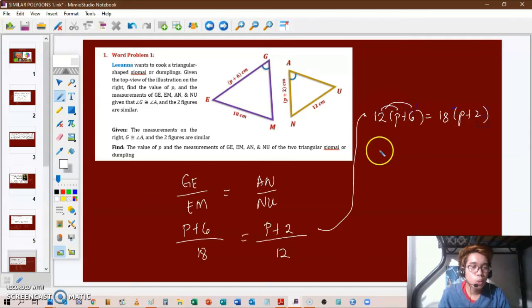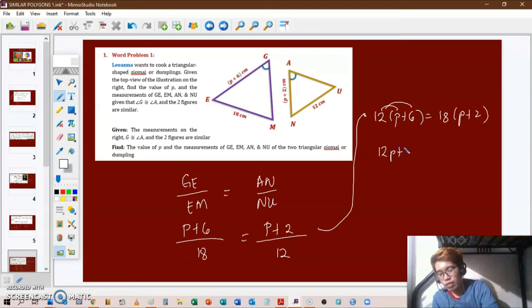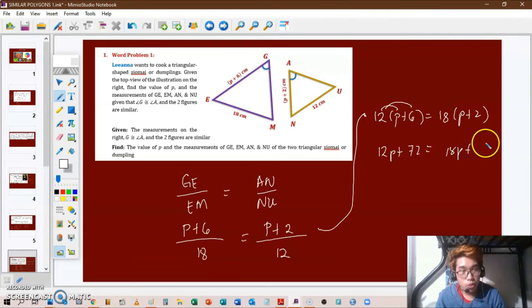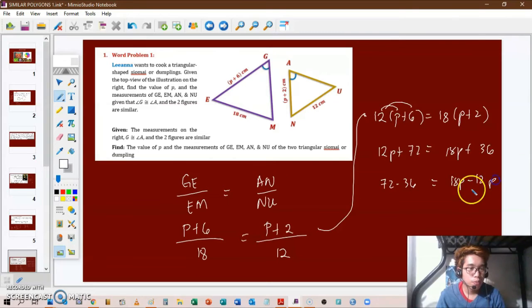If we distribute 12, that gives us 12P, and 12 times 6 is simply 72. So 12P plus 72 is equal to 18P, and 18 times 2 is simply equal to 36. That gives us 72 minus 36 is equal to 18P minus 12P. So that will give us 6P is equal to 72 minus 36, which is 36. Divide both sides by 6. Therefore, the value of P is simply equal to 6.